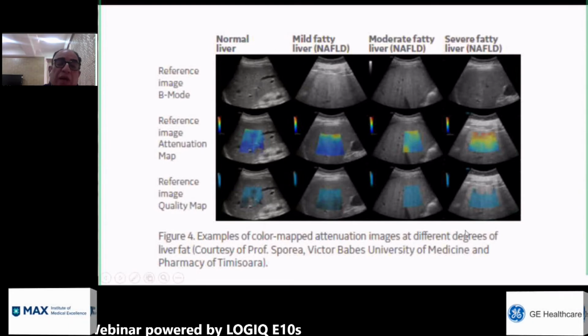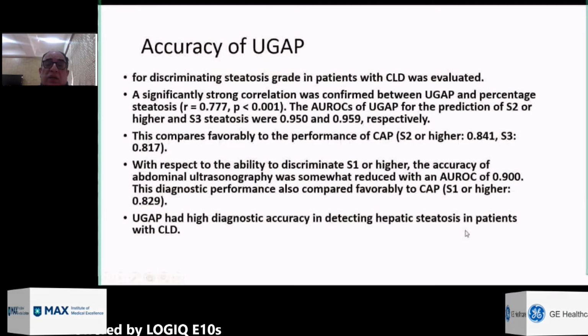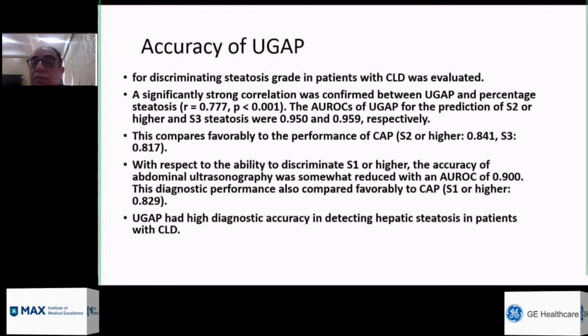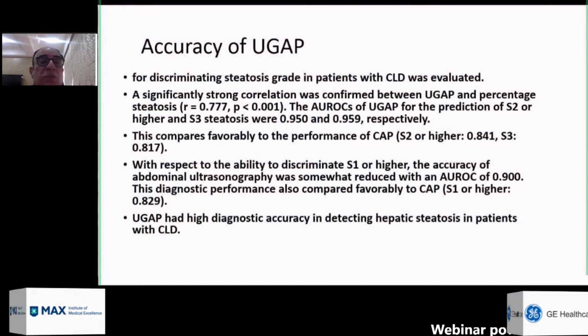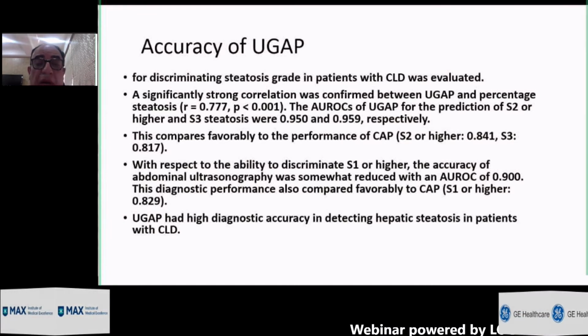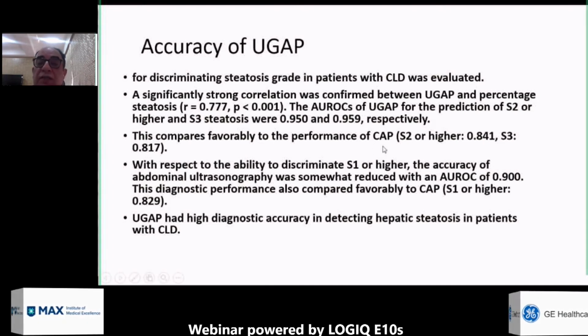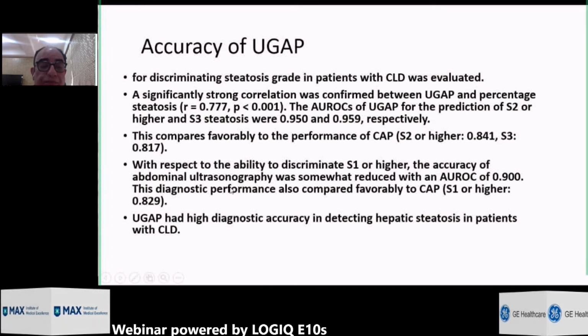But we also have values to this. So the values are, as I told you earlier, in decibels per centimeter per megahertz. The accuracy is very high. It compares favorably to the performance of CAP, especially if it's S2 or higher.